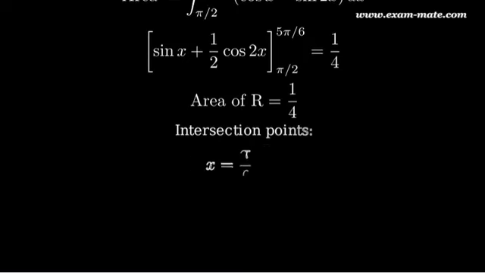In conclusion, we found that the x-coordinates of the intersection points are pi over 6 and 5 pi over 6, and the area of region R is 1/4 square units.